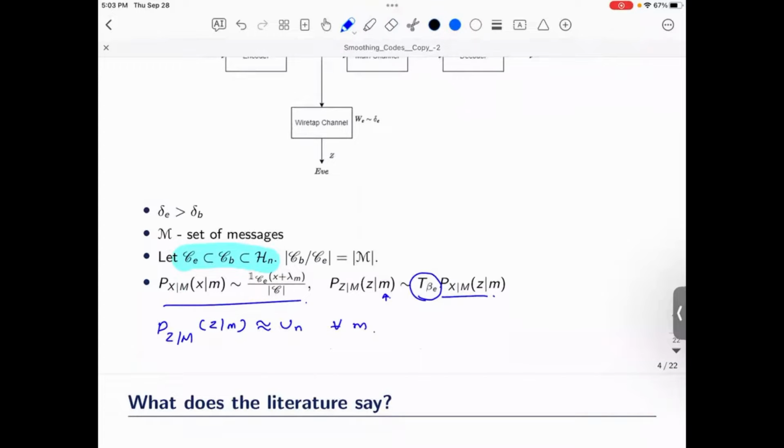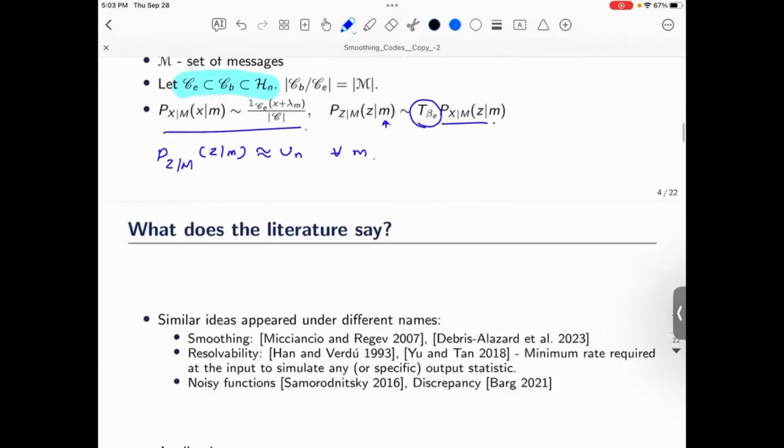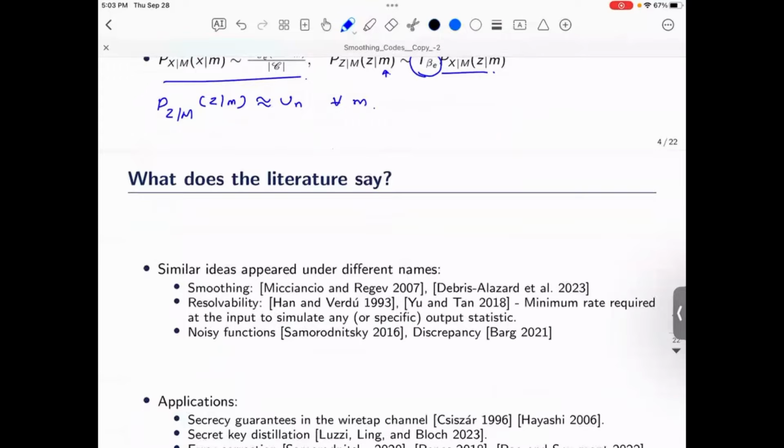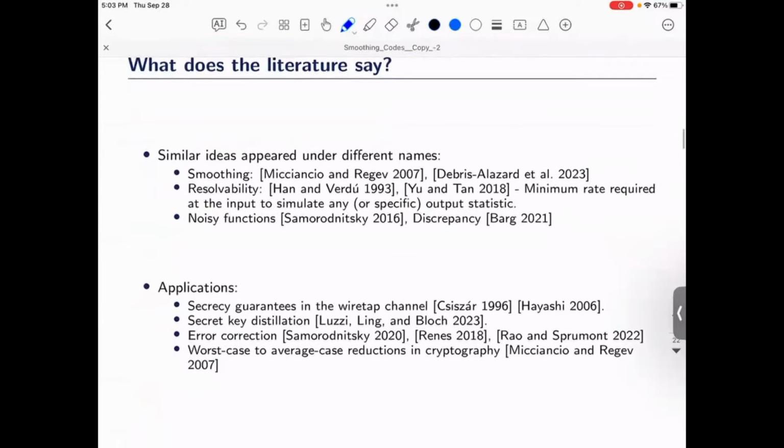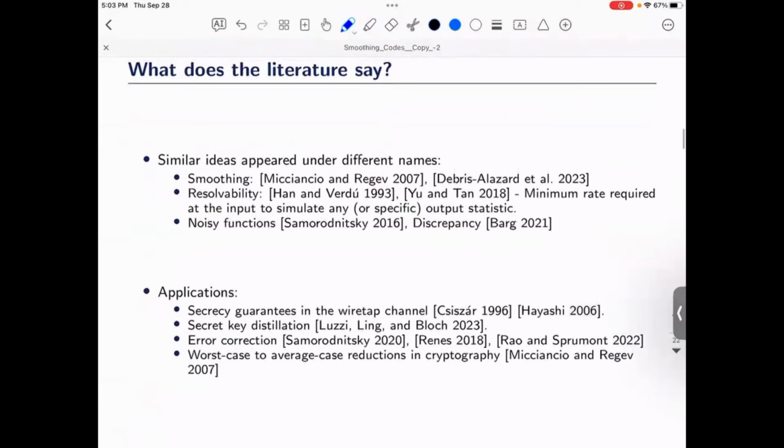Then you would have a hard time understanding what was sent by Alice. So there is an example. As you might have noticed, this is a classical topic. This cannot be something new. In fact, similar types of ideas had appeared under different names.